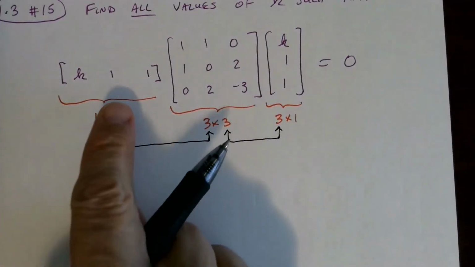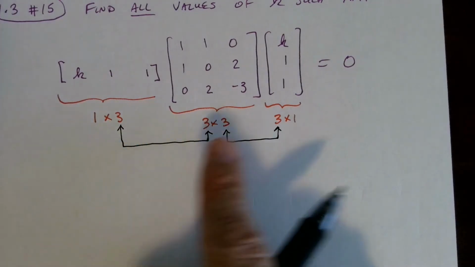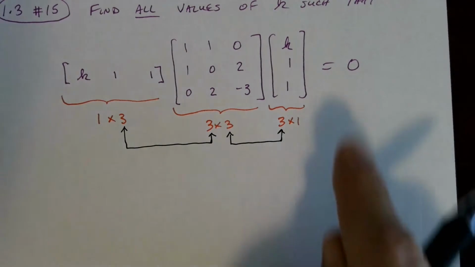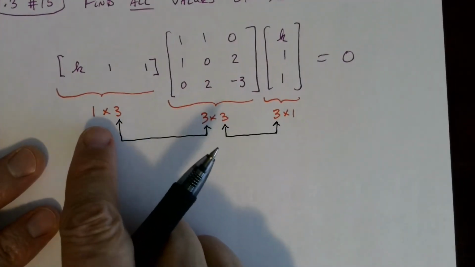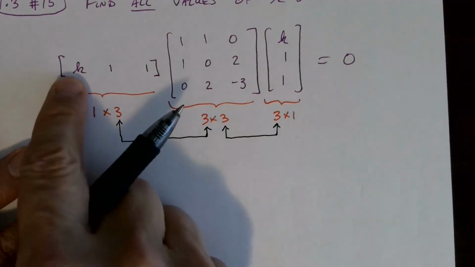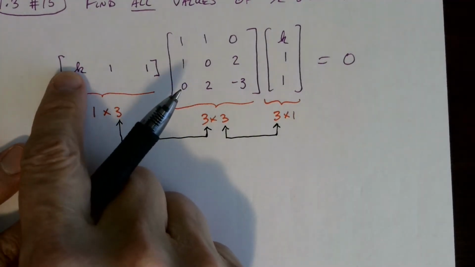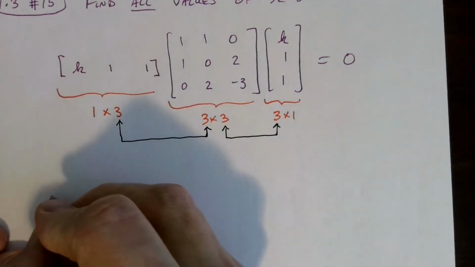So that's what I'm going to do. I'm going to multiply these two matrices first and get that 1 by 3, and then take that 1 by 3 times the 3 by 1 to get a 1 by 1, and then we'll set it equal to 0. So how do we get this 1 by 3? Well, there's one row, three columns. So the first row, first column is take the first row and dot it with this first column. And remember how we do that?